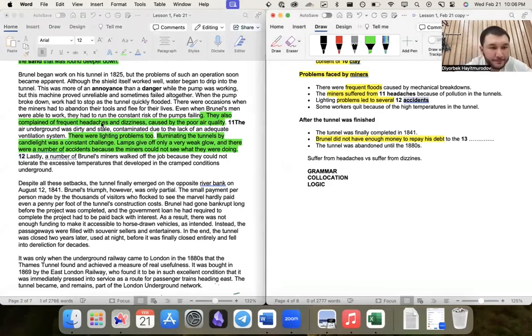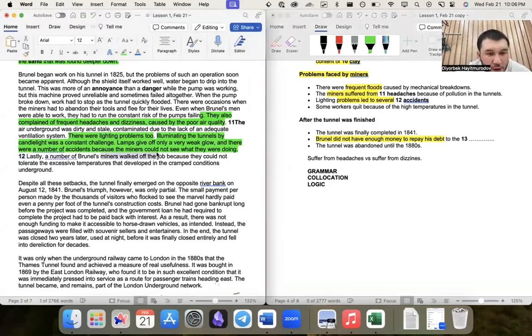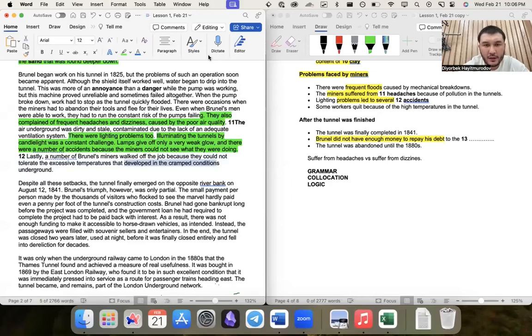So, lastly, a number of Brunel's miners worked off the job because they could not tolerate the excessive temperatures that develop in the cramped conditions. Cramped again, they could not work in very bad conditions. All right.